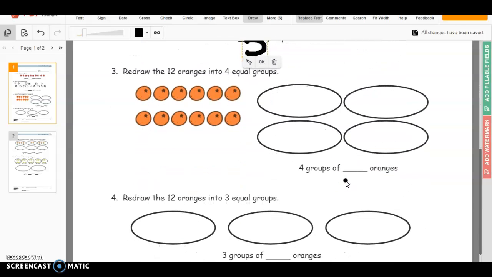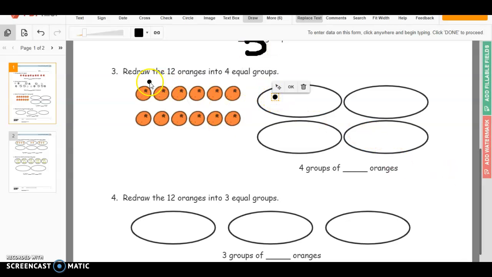Okay, now let's look at number 3. Number 3 says draw 12 oranges into 4 equal groups. So the best way for me to do this is to draw an orange in each group and cross it out as I go until I use all the oranges. So let's go ahead and do it that way.